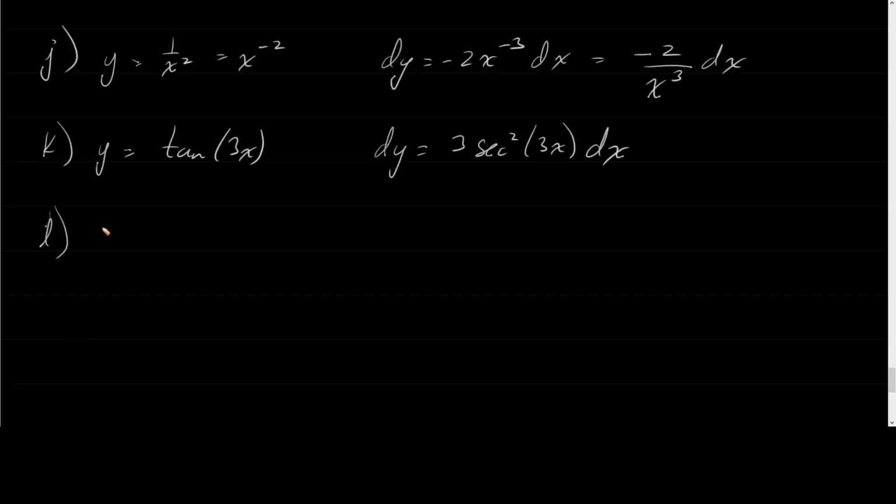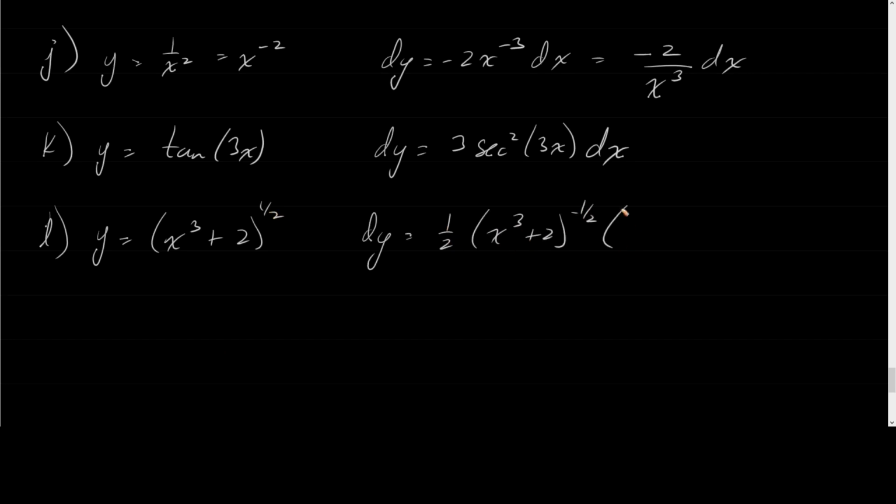If I had, let's complicate this a little bit, x to the third plus 2 to the 1/2, then the differential here would be 1/2 times x to the third plus 2 to the negative 1/2 times 3x squared dx. So what does that give us? Let's reduce this a little bit. I end up with 3x squared over 2 times x cubed plus 2 to the 1/2. All right.